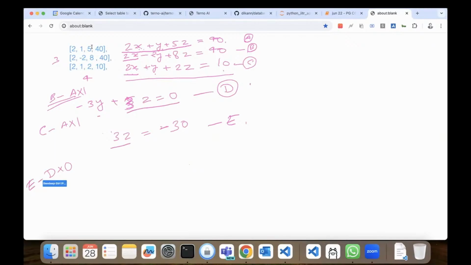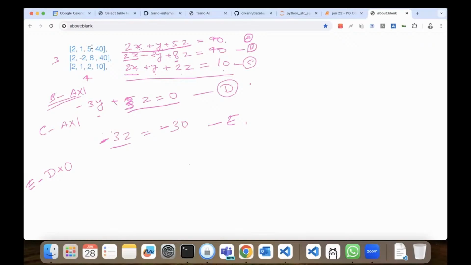Sandeep, just one quick question on the previous one. Is it 3z or minus 3z? The second equation: 8 minus 5 is 3, 2 minus 5 is minus 3. I think you are right.